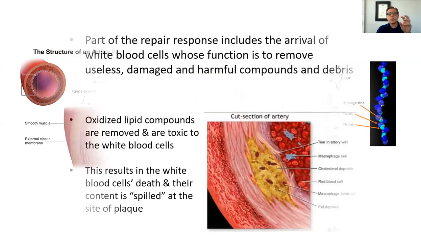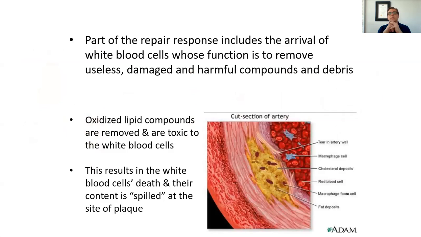And that repair occurs with the assistance of white blood cells, macrophages. Their role is to come in and remove useless, damaged, and harmful compounds and debris, including the material that the artery consists of.